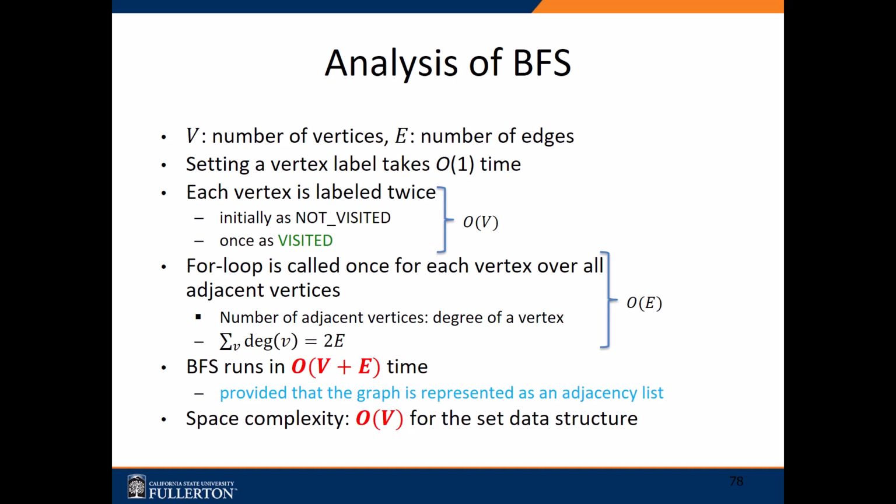The space complexity of breadth first search is O of V because the set data structure needs to store whether every vertex is visited or not. This space requirement is a serious limitation when searching very large graphs.